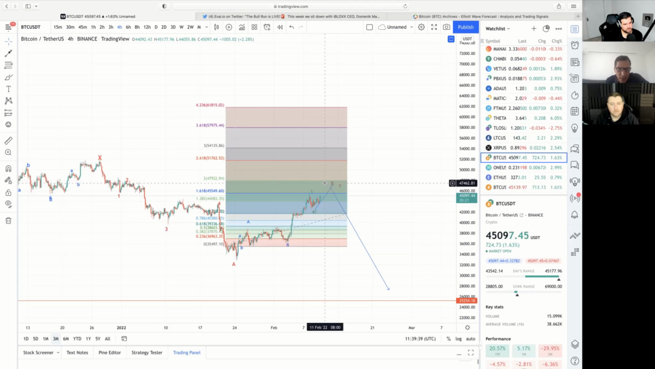So whichever way you count it, whether it's A, B, C, or 1, 2, 3, 4, 5, we would expect a correction following this small little move up here, which when I say small, it would go a bit above this 3. Because even if you count it as ABC, within the ABC, the C wave is 1, 2, 3, 4, and 5 to take you a bit higher. So no matter what, I am expecting probably a little bit higher in the markets before we turn down.